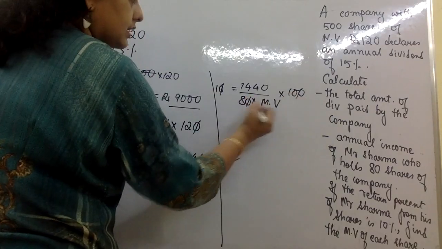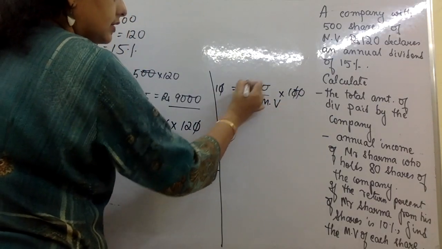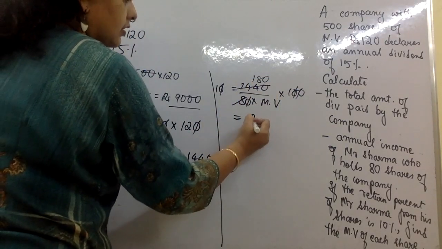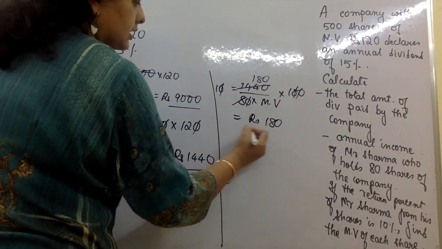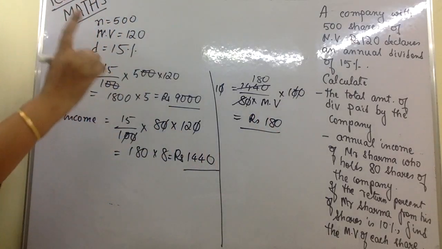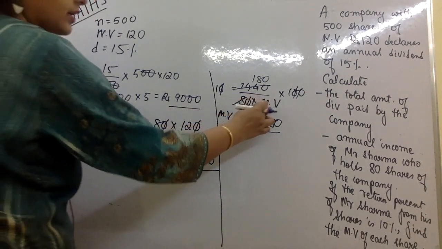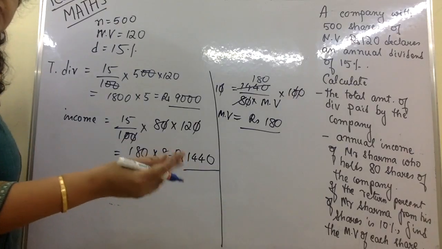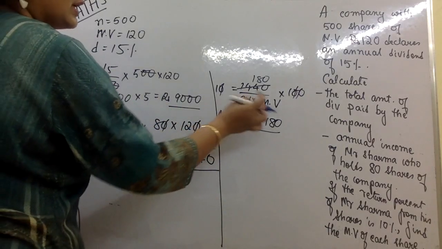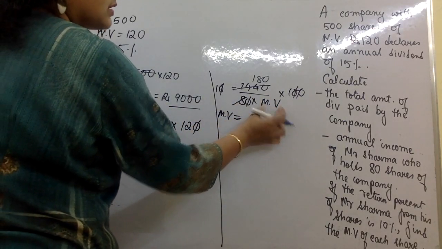Get rid of the zeros as far as possible. 8 here, if you cut, it brings a 120. Rupees 120 is the market value of one share. You bring this market value here. Okay, it's a linear equation. We get a linear equation where the unknown variable is the market value.